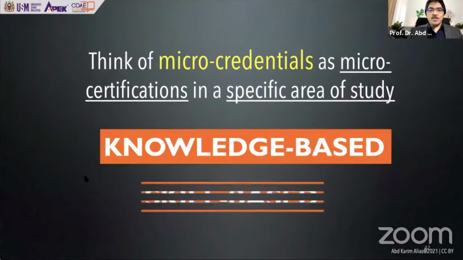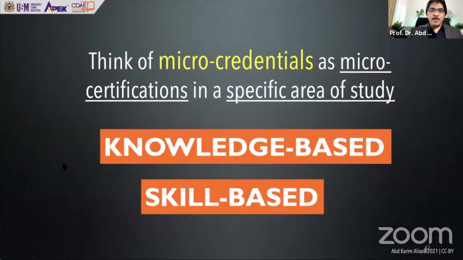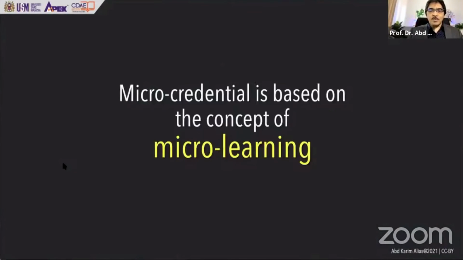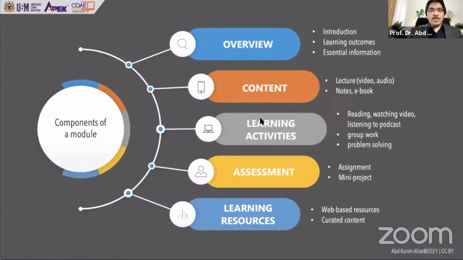So think of micro-credential as micro-certification in a specific area of study, knowledge-based or skill-based. At the module level, this is where the development part is. A module is just like a miniature course. So you have all the essential elements of a course: overview, content, learning activities, assessment, learning resources, and the structure. All these elements need to be in one small module.